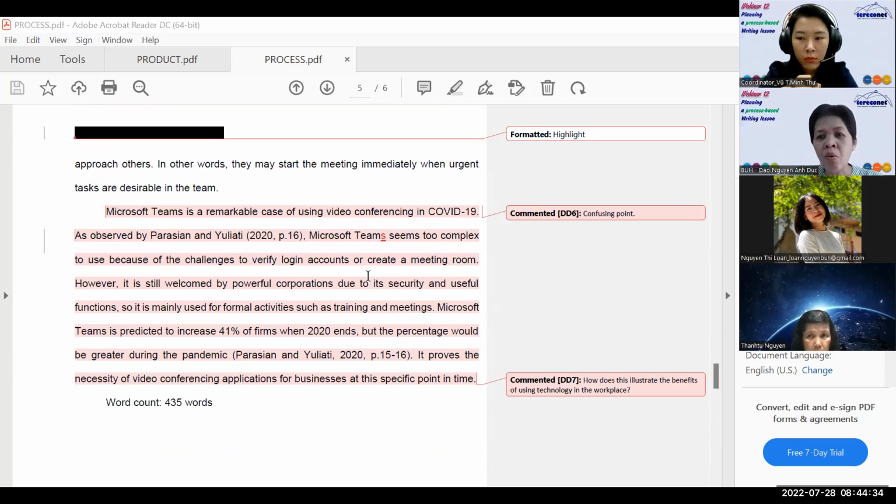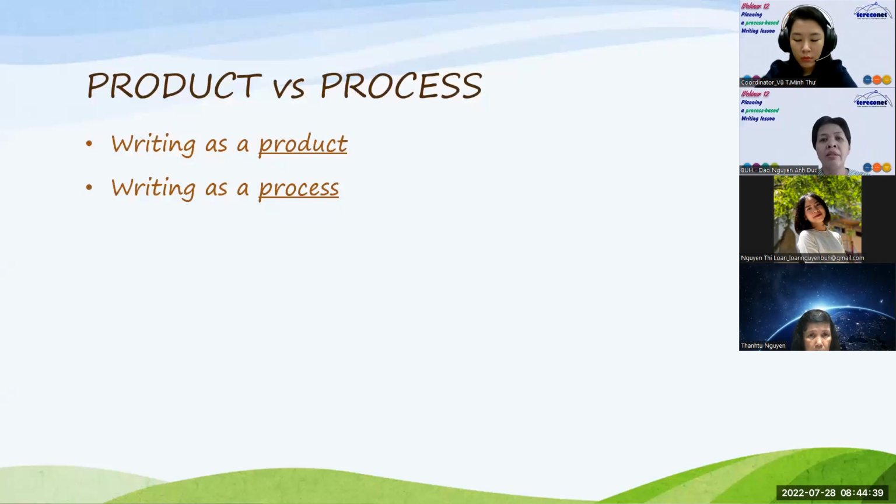And this is what I have seen: the text in the chat box. It is writing and then rewriting. But if you just write and rewrite, this is not enough. Okay, so you can see the difference between writing as a product.